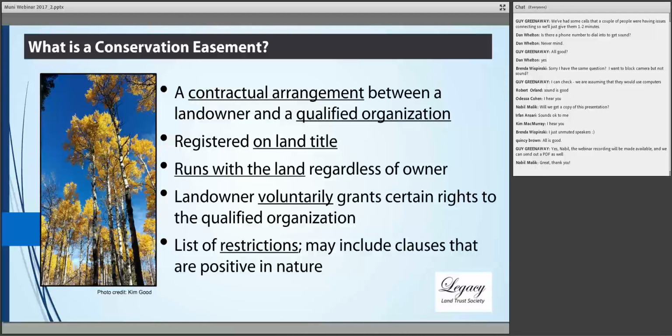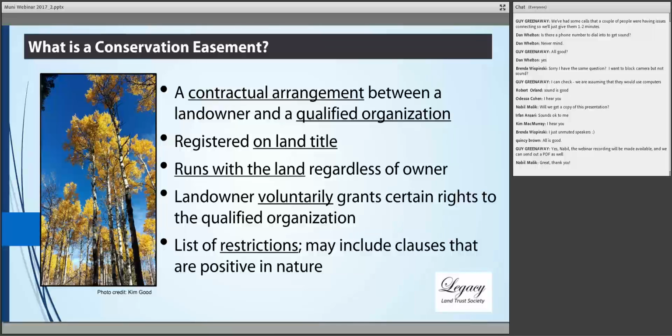So the province, municipality, and land trusts or societies or corporations that have that objective to take care of land for conservation purposes. It gets registered on the land title so that anybody who pulls that land title can see that there is a conservation easement there. It runs with the title regardless of landowner. So over the term of the agreement, every future landowner would be bound by the agreement as it's written in the first place.